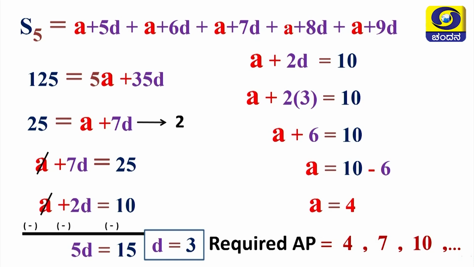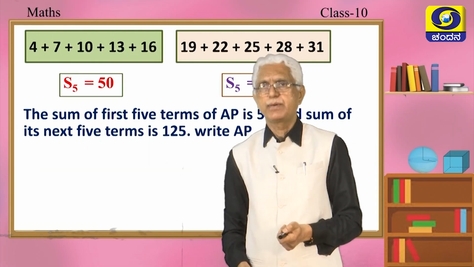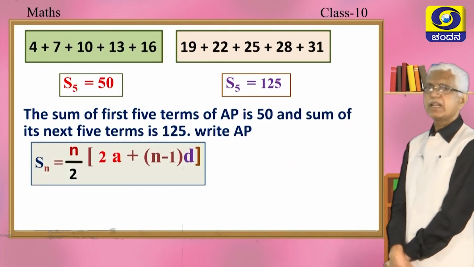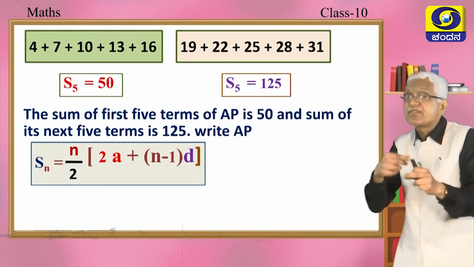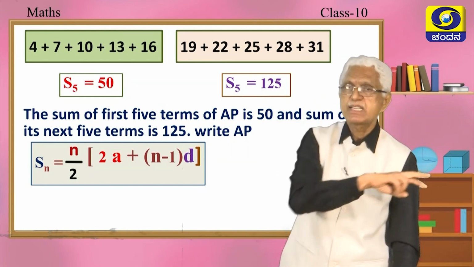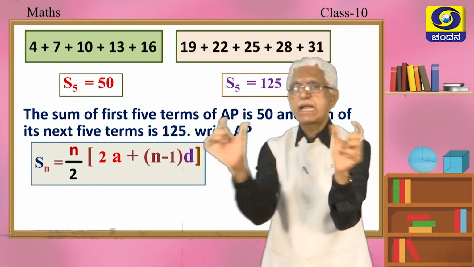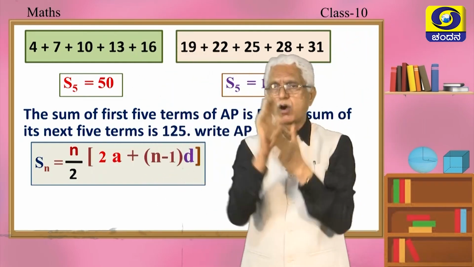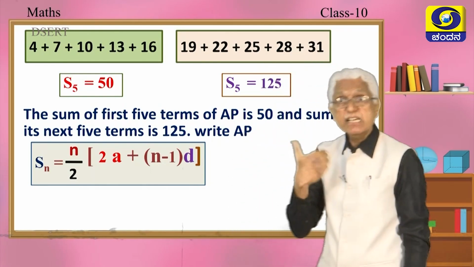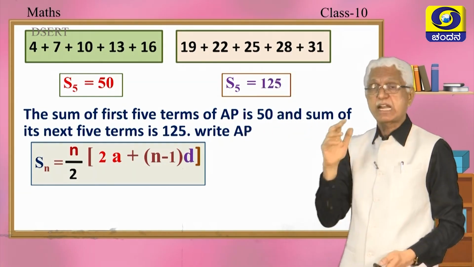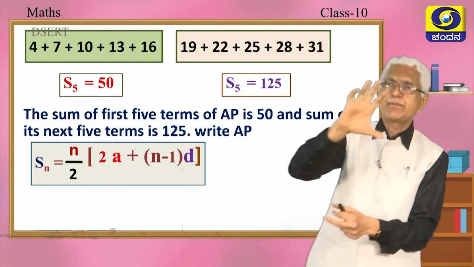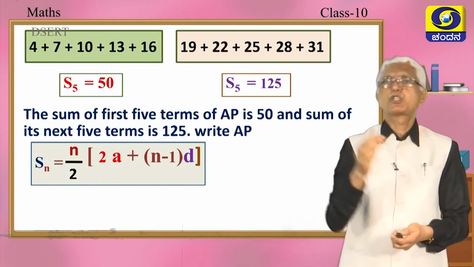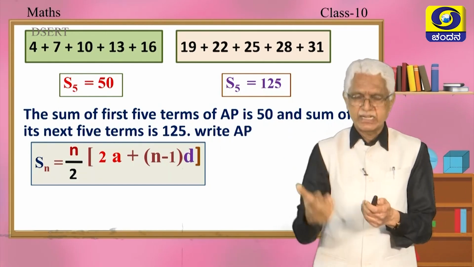This is a beautiful problem and a very, very important problem, my dear children. Hopefully, we are trying to solve this problem in a different way. See, in the previous example, what happened? We framed a pair of linear equations and we solved and we got the AP. Here we are trying to understand whether I can use this formula also. That means an alternate method, a different approach to the very same problem.